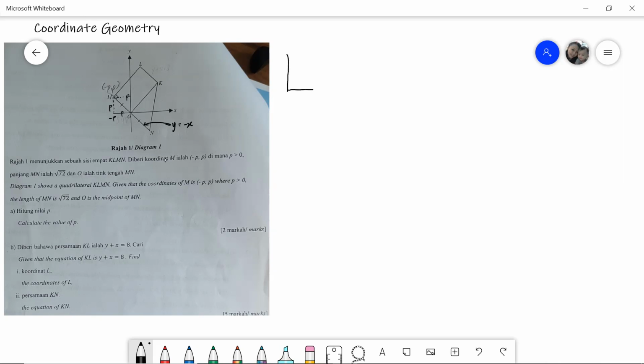So let me just get that triangle out. This is the origin, and this is point M, and this is 90 degrees. So we know that the length of the base and the height is p, and the distance of MN is square root of 72, therefore MO will be half of square root of 72. So we use the Pythagoras theorem to find p. So p squared plus p squared equals the square of half of square root of 72.